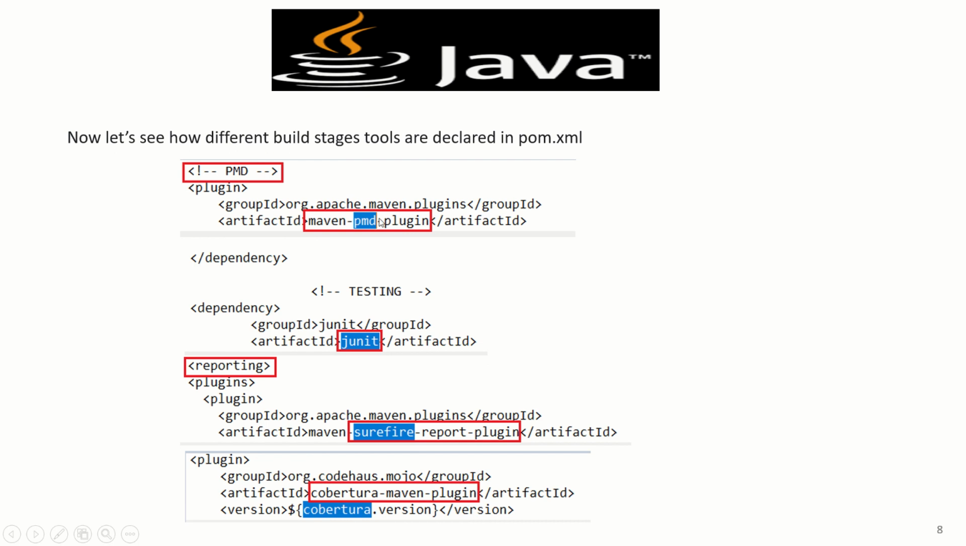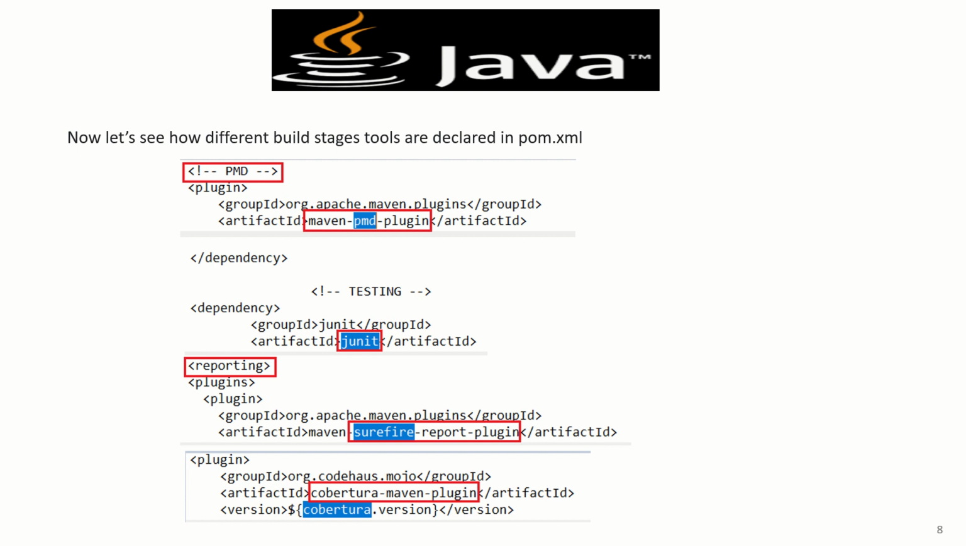Okay, so this is basically our pom.xml. We can see how different stages' tools are declared in this pom.xml. As you can see, there is a block for PMD, which stands for programming mistake detector. So this is defined, and from here we can identify, when we create our pipeline, what all the requirements are in order to build this source code.